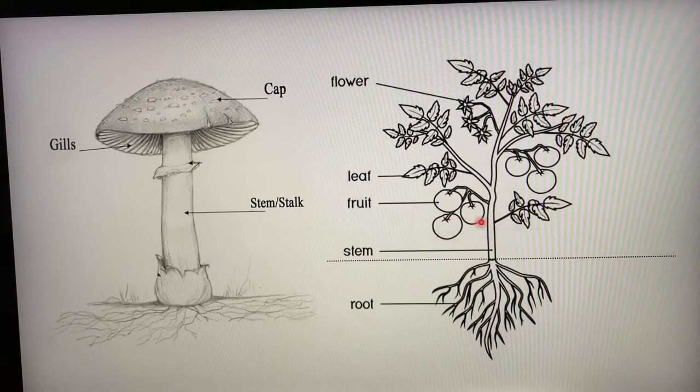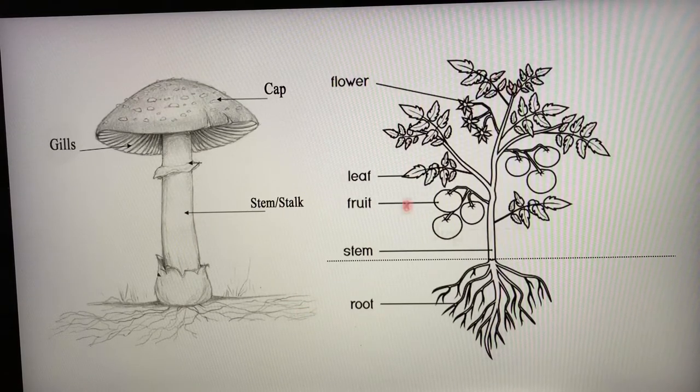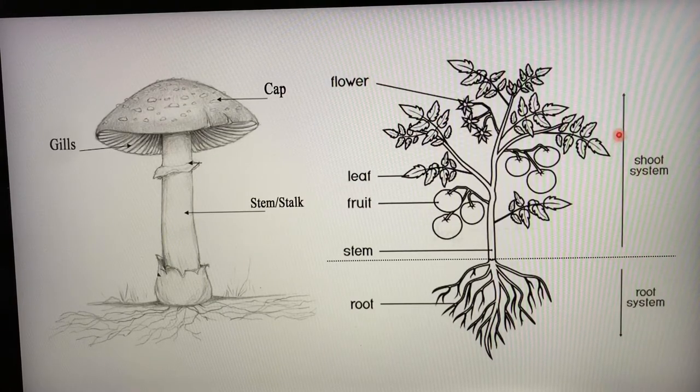So I'm putting these two side by side. You can see here, a plant is very different. It has flowers, leaves, fruit. This is called a stem, not exactly a stalk. These are the roots. These are side by side, so you can see the difference there. The plants have many more different parts to it. Alright, so this is the shoot system, this is the root system.